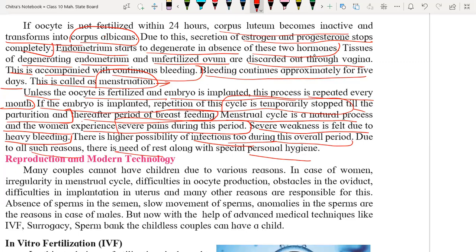Okay, everyone. Okay. So this is the third screenshot for the menstrual cycle. Again, take a screenshot.